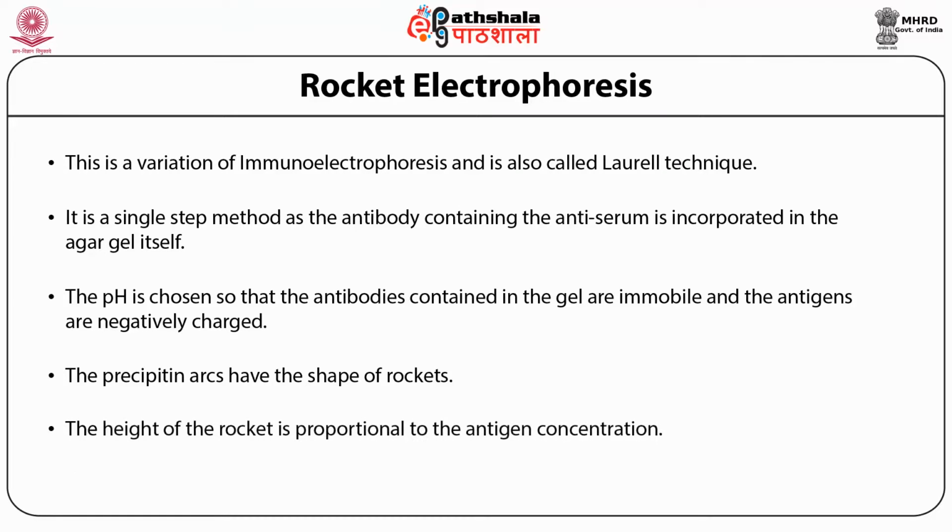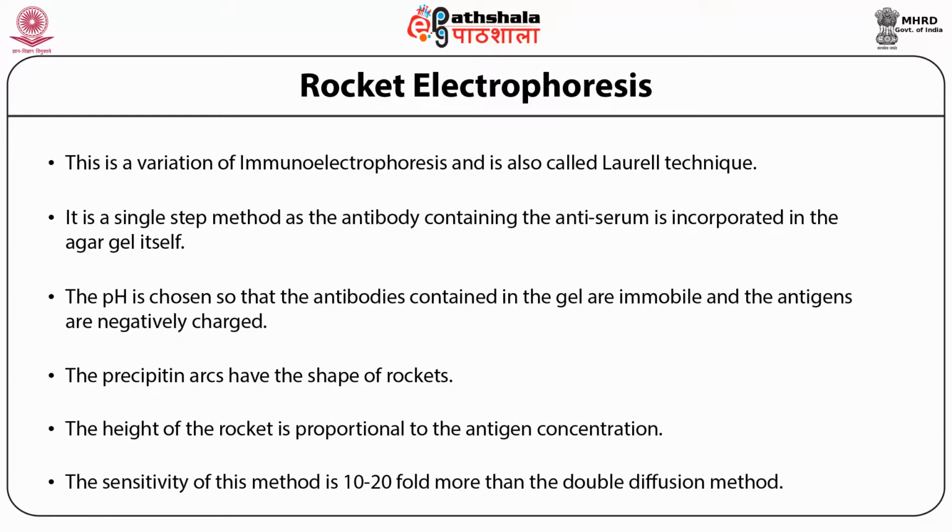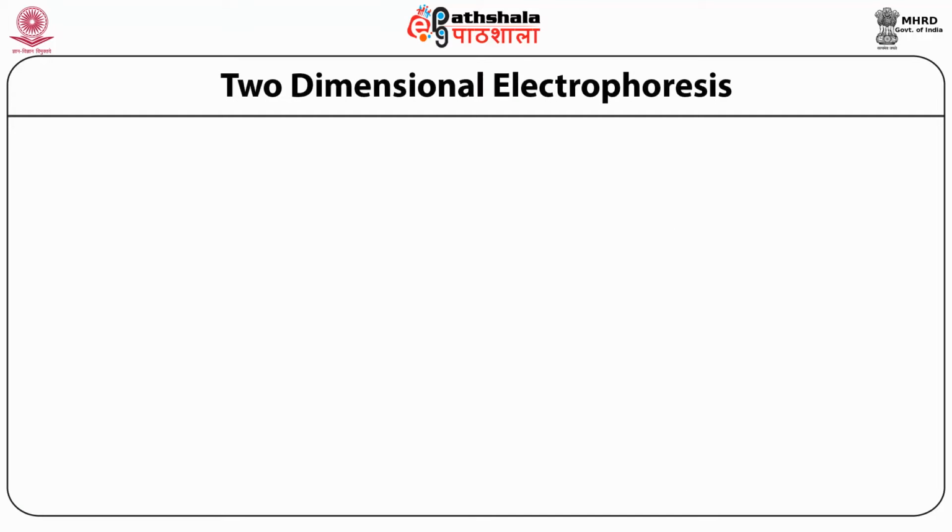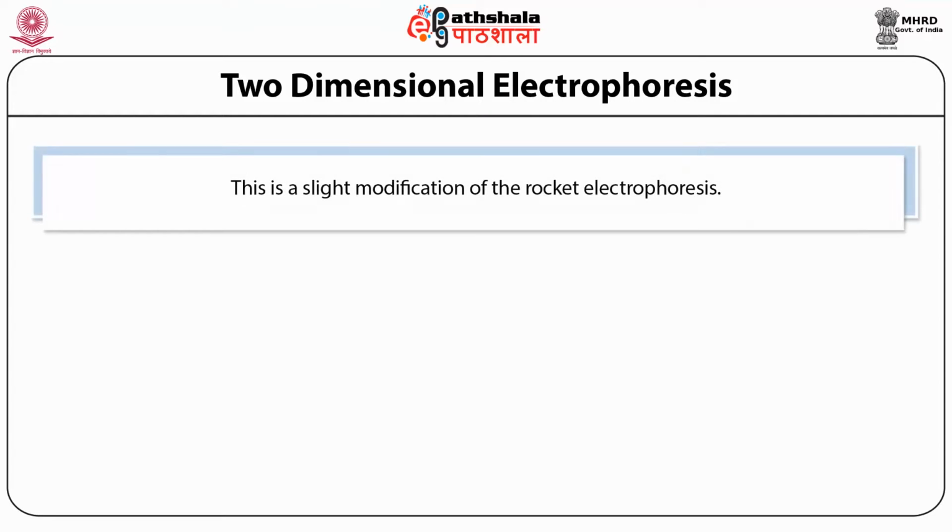The height of the rocket is proportional to the antigen concentration. The sensitivity of this method is about 10 to 20 times higher than the simple double diffusion method. There is another interesting variation of rocket electrophoresis which involves a slight modification. This is called two-dimensional electrophoresis.